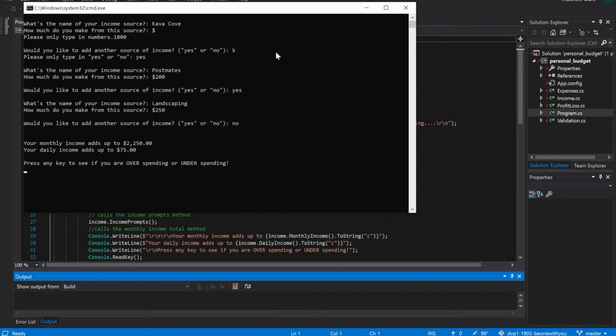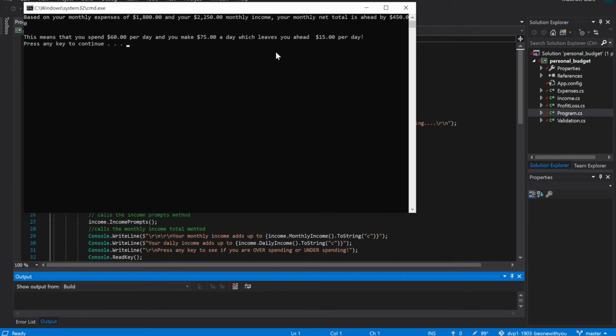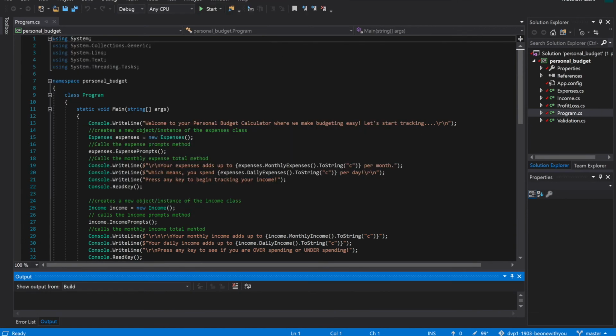And then we'll find out if we are above or behind. And it looks like I am ahead by $450 a month. And then I'm also ahead by $15 per day.